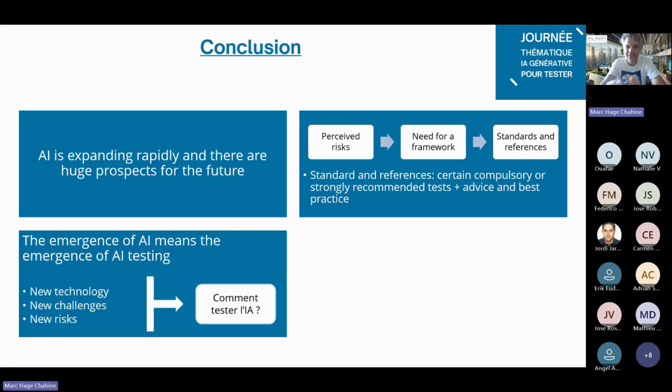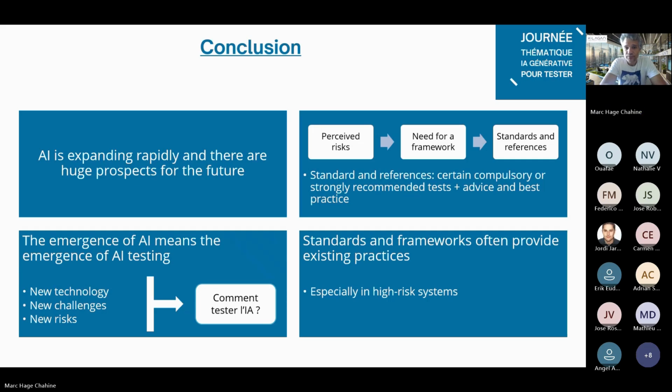And of course, the emergence of AI means that we will have the emergence of AI testing. How to use AI: new technology, new challenges, new risks. So be prepared. There are some trainings on AI, there are some certifications, but there is nothing better than experiencing it yourself, understanding what is done and how it's working, and talking with people outside of testing to have a global vision of AI.